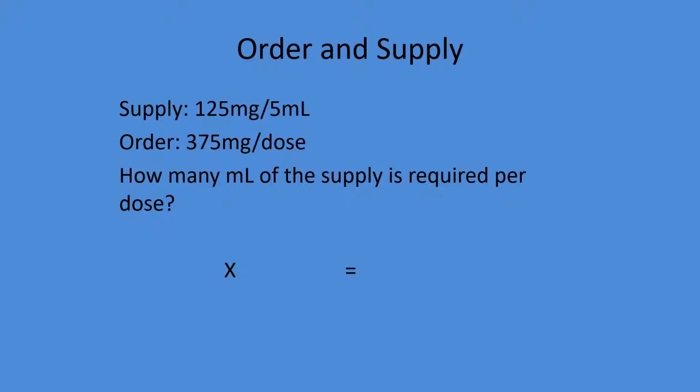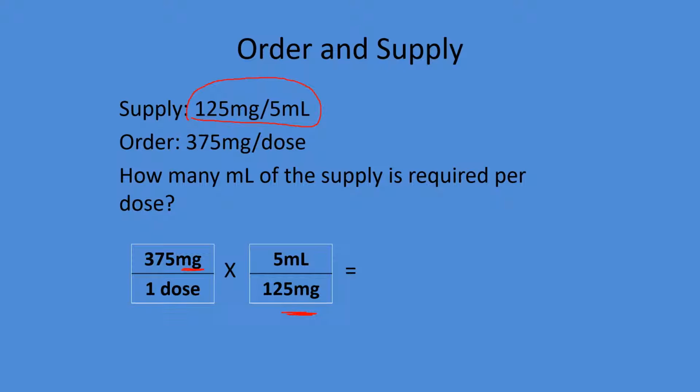Sometimes we'll have liquid medication, and in this case we get 125 milligrams of drug per teaspoon, aka 5 ml. So we need 375 milligrams per dose. What units do we want down here of our supply? Milligrams. So it's 5 mLs per 125 milligrams. So the milligrams cancel out, but don't forget, there's an extra number introduced here. So you're going to do 375 times 5 divided by 125.